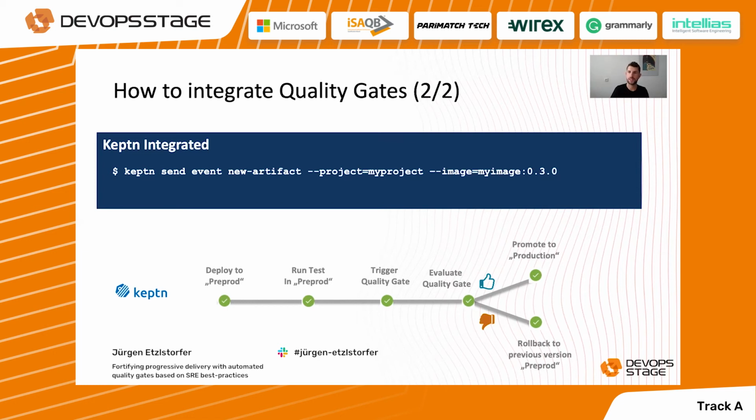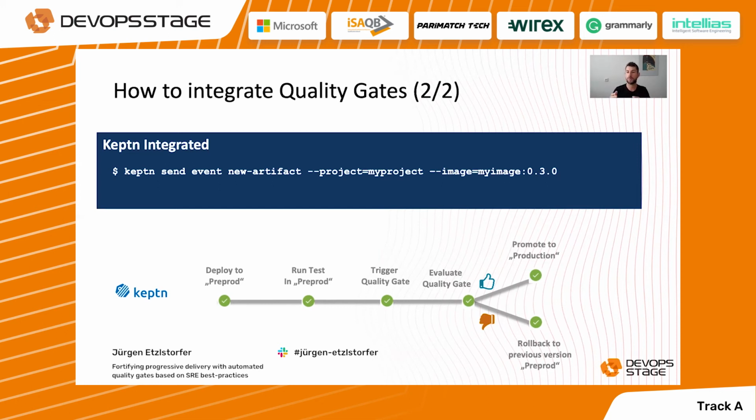Afterwards, when the tests are done, Captain knows when the tests were triggered and when the tests have finished, so Captain can reach out to the quality gate and can do this evaluation for this exact time frame. And Captain also knows, with all these SLIs that you have defined, how to query the correct data. Captain will evaluate this quality gate and give you a thumbs up or a thumbs down.